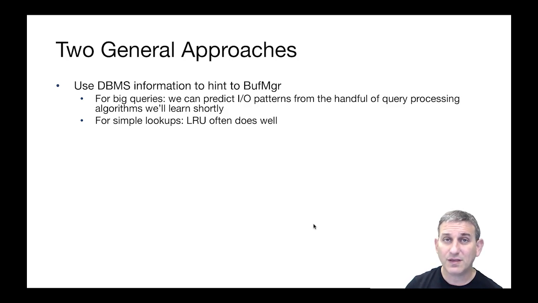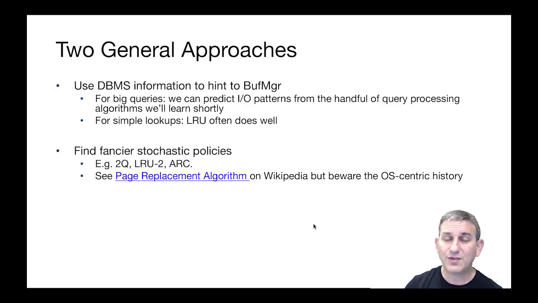For simple lookups that are not complex queries, we may not have a long plan, but lots of simple lookups tend to be the kind of tasks that LRU does well. There are also policies that themselves try to achieve the best of LRU and MRU without any information about the workload. Some that you could find in the literature are called 2Q or LRU-2, or there's a recent one called ARC. You can read about these on Wikipedia.